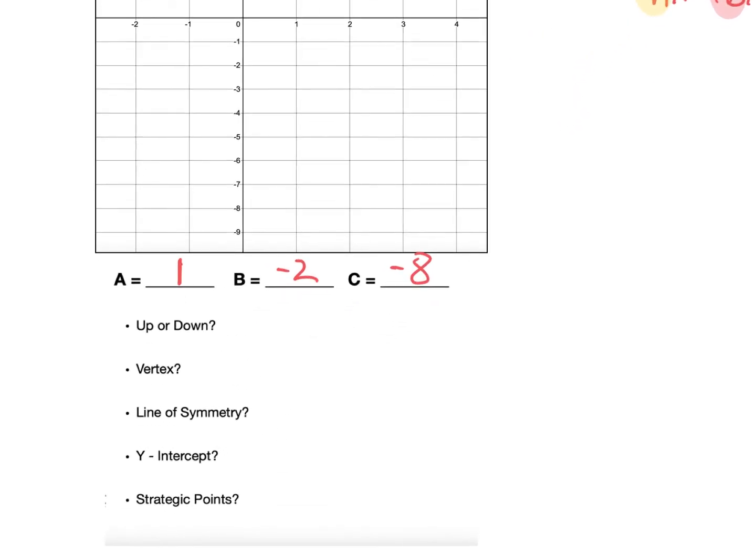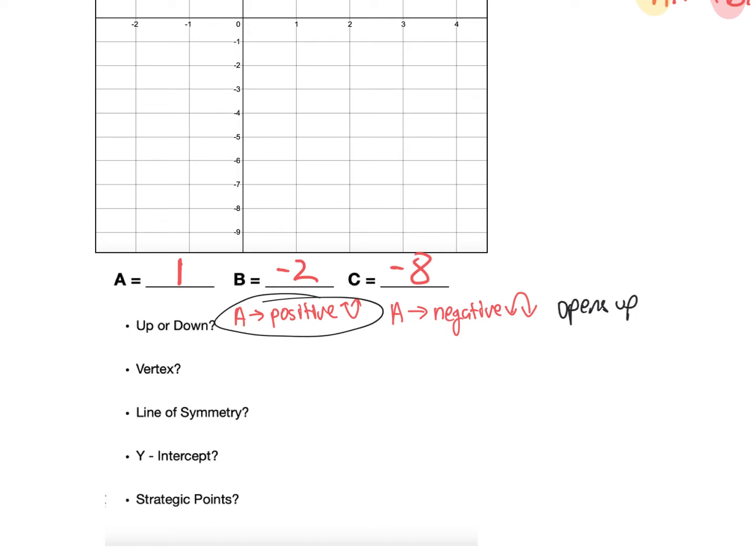So up or down, we always look at the a value. If the a value is positive, it opens up. If the a value is negative, it opens down. So in this case, a is positive, and so therefore we answer this question by saying that the parabola opens up like this because it's positive.